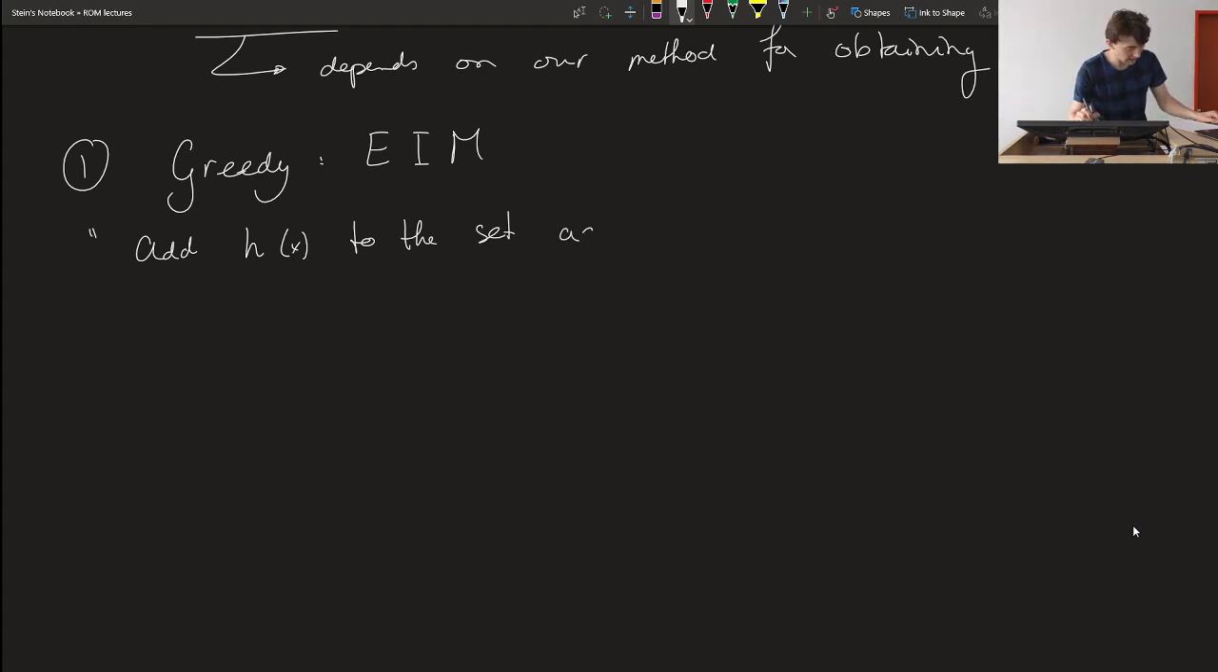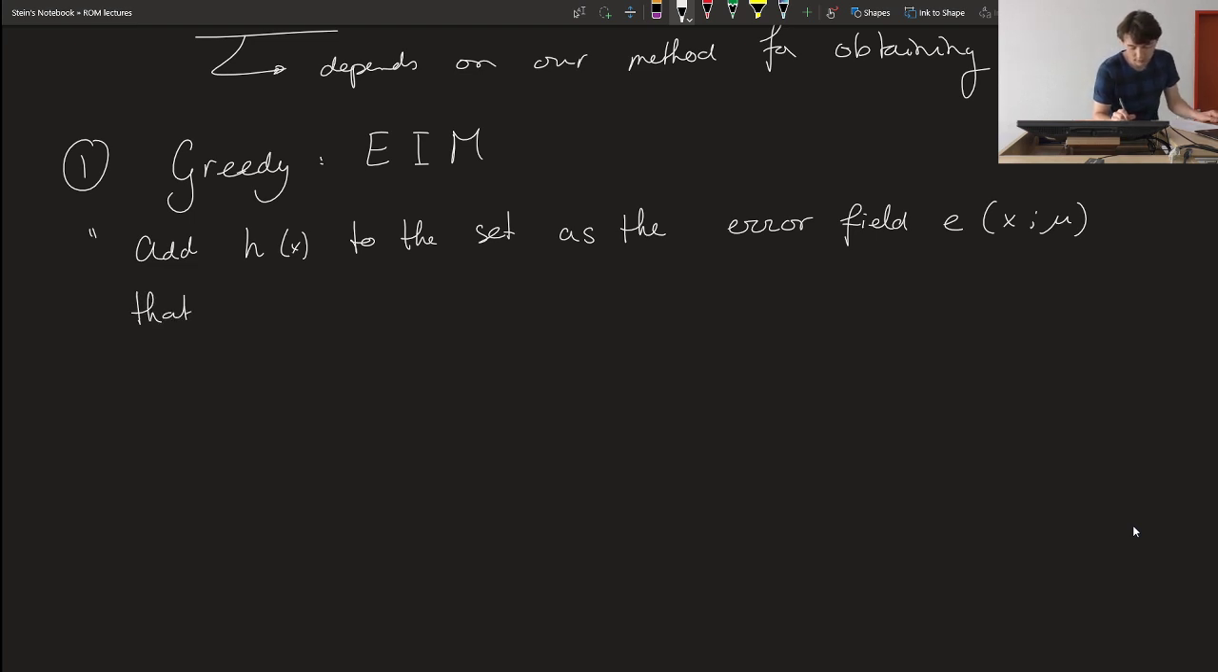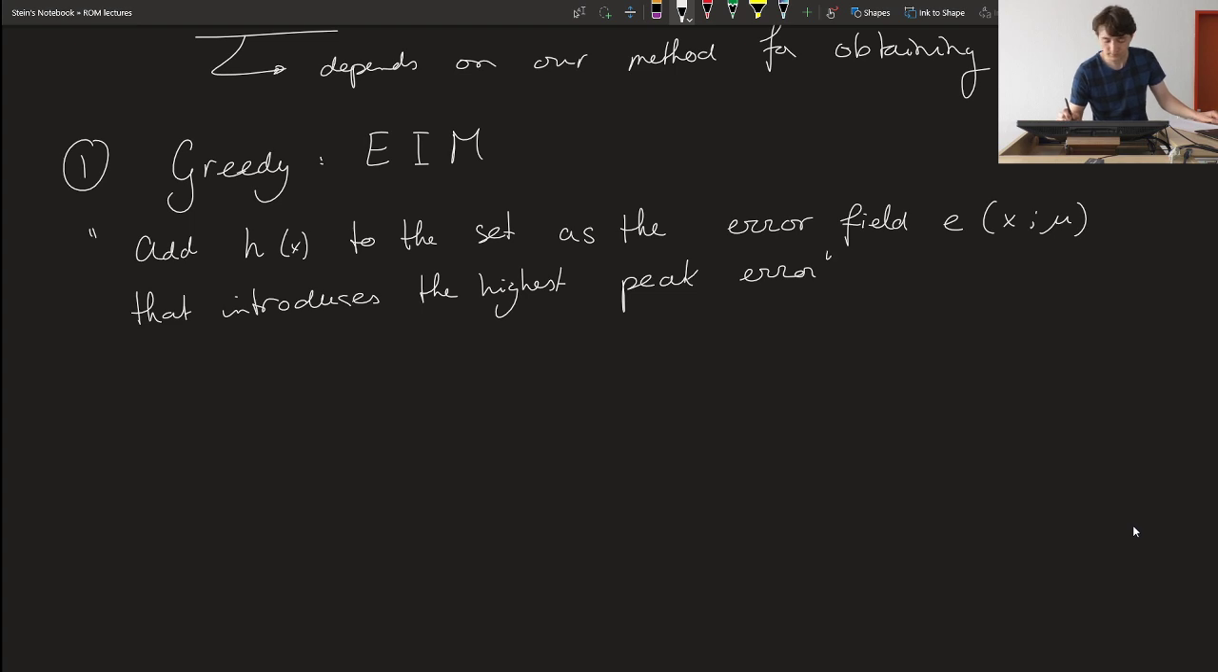This function is going to be the error field that introduces the highest peak error. Now what does that mean? This is again an iterative procedure, so let me readdress what greedy was. Greedy is a strategy for trying to solve a minimization process in an iterative way, where in each iteration we're trying to solve a new simplified local optimization problem.